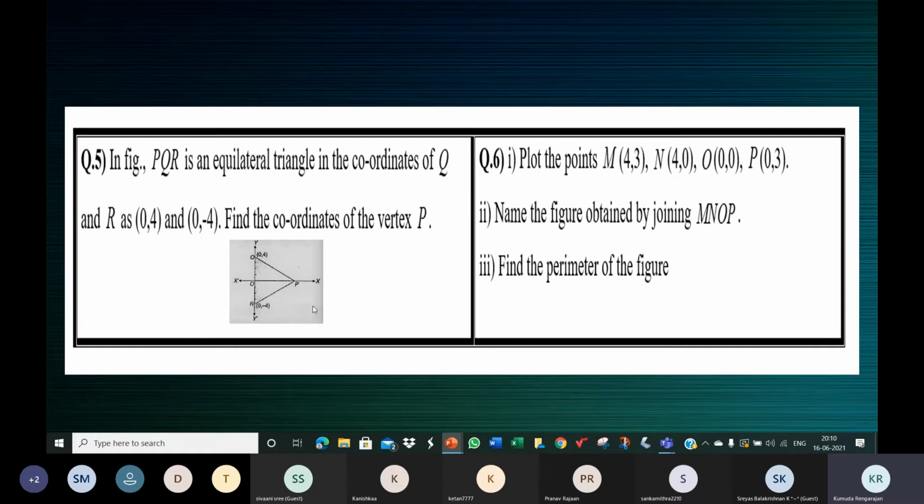All right. So now talking about question number 5. Again, PQR is equilateral.